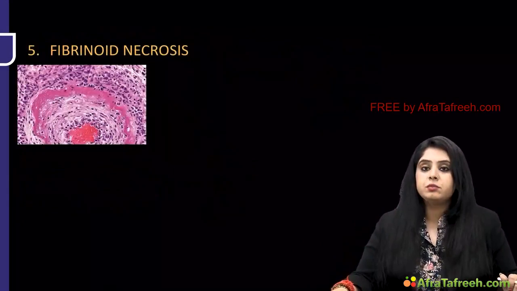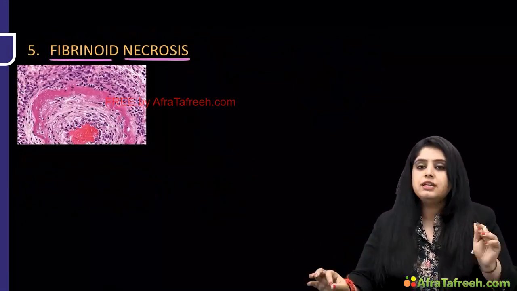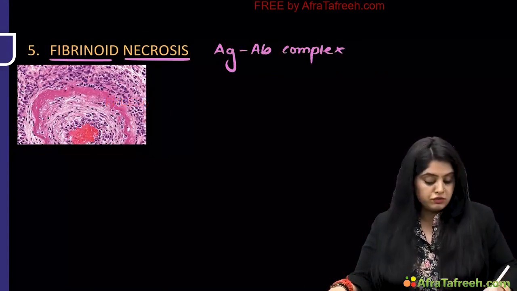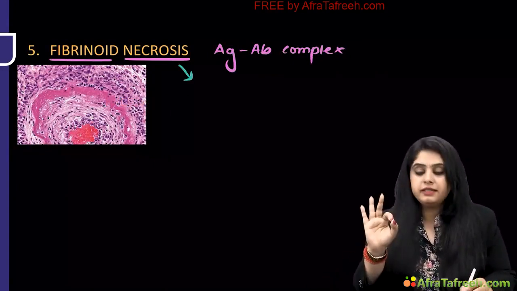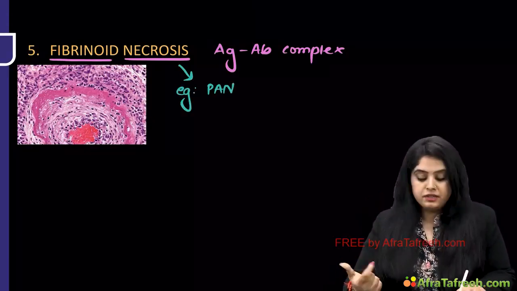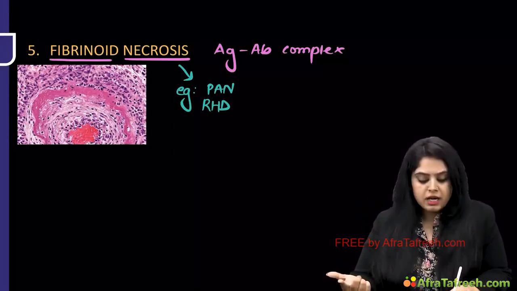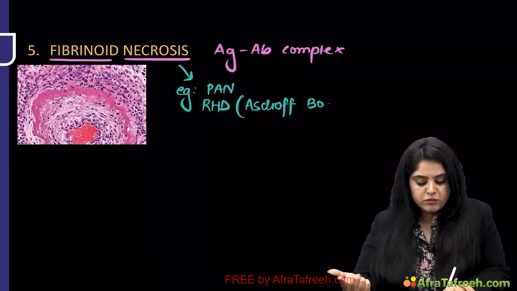Let's go on to the fifth one. What is the fifth one over here? Fibrinoid necrosis, one of the easiest, because whenever some antigen antibody complex formation will occur, fibrinoid necrosis will occur. We have learnt it in a very simple manner. All the three-letter things are going to be examples over here. So what is PAN? Polyarteritis nodosa. What is RHD? Rheumatic heart disease. Everyone knows from the cardiac chapter that rheumatic heart disease is going to show you something known as the Aschoff bodies, right?